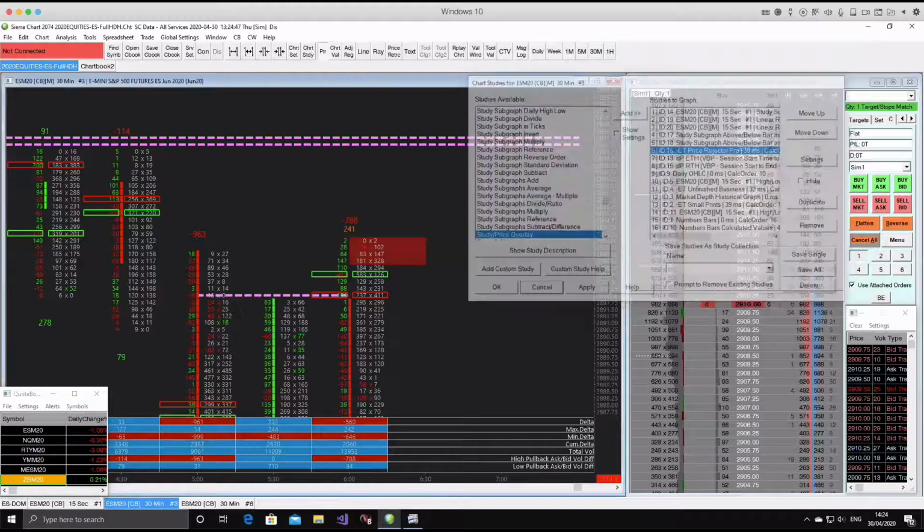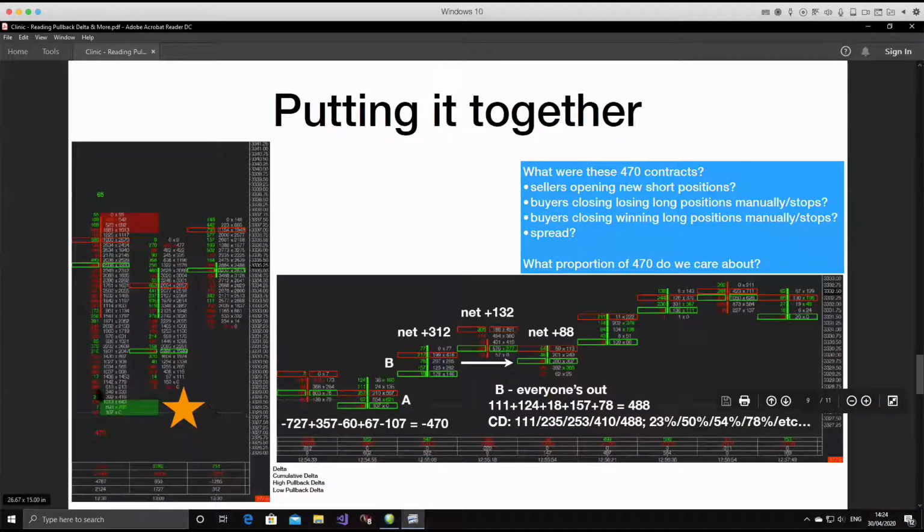So why am I doing this? Well, let's look at the mechanic. Here's an example at the low. Minus 370 minus 107 is minus 477, plus 7, positive 7, net 470 contracts were sold in this area. Hopefully that makes sense. Now, here I'm taking the chart and I've turned it into a 4-range chart because I want to actually look inside what went on within this candlestick.